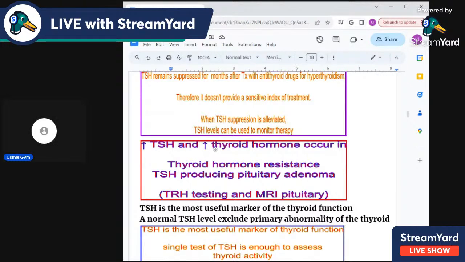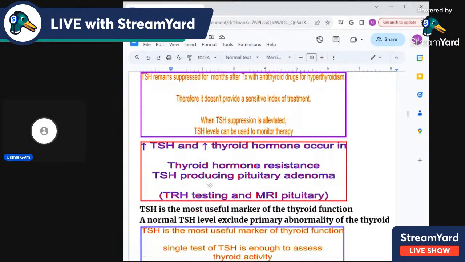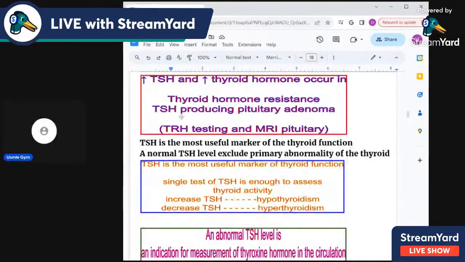Increased TSH increases the thyroid hormone. So thyroid hormone resistance occurs in a TSH producing pituitary adenoma. If there is increased TSH production, it will produce increased thyroid hormone. So then we need to do investigation for TRH production from the hypothalamus, and an MRI scan of the brain and pituitary.